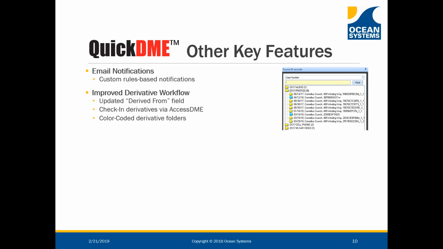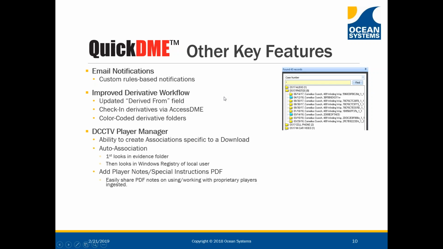Our derivative workflow. Huge improvements have been made over the last couple of releases, and we have many more planned and coming to further our efforts to make QuickDME the workflow solution that you need. When you bring in your original evidence and you begin to create derivatives, you can associate those derivatives directly with the original asset and quickly and easily tell which is a derivative folder and which is an original asset folder through color coding. You can see over on the right here, those light blue folders are my derivatives, and they're associated with a very specific download, whereas that's the original asset. All of that can be done automatically.